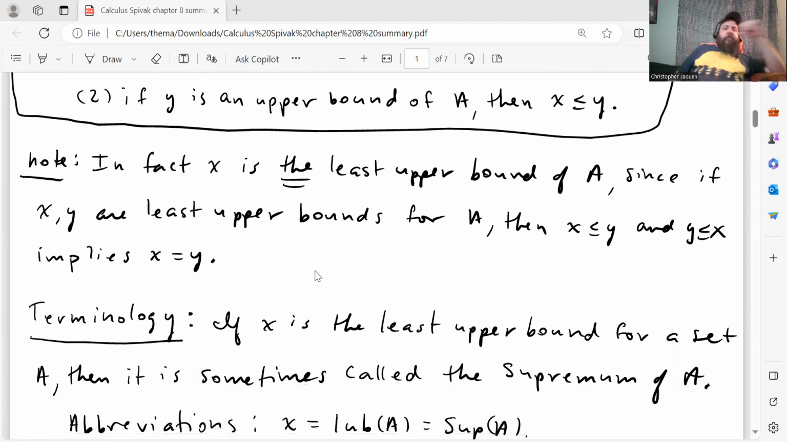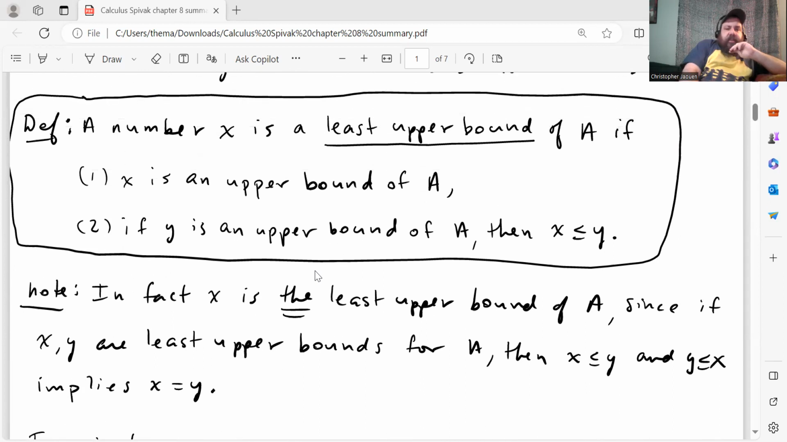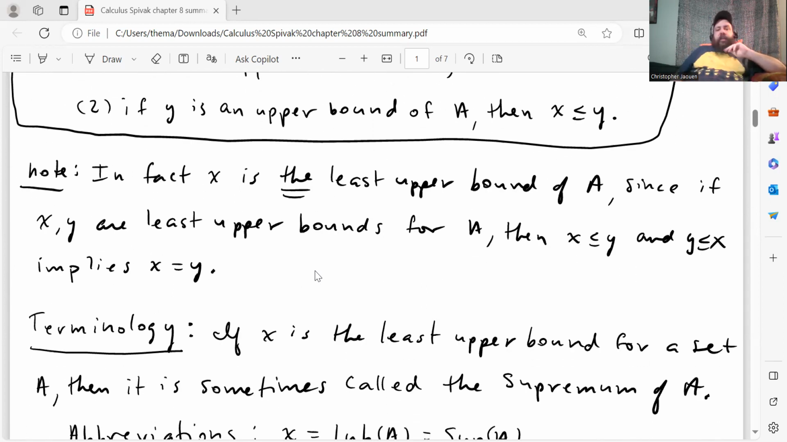Right, another note here. In the definition he says x is a least upper bound, but in fact, least upper bounds are unique. In fact, x is the least upper bound of A, since if x and y are least upper bounds for A, then x is less than or equal to y, and y is less than or equal to x from the definition, which implies that x has to equal y. So if a set has a least upper bound, there's only one least upper bound.